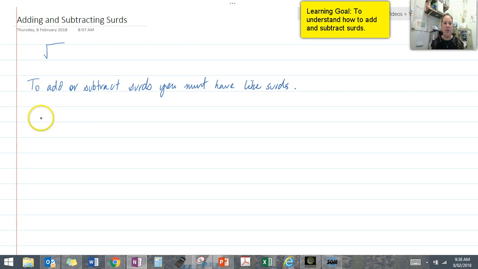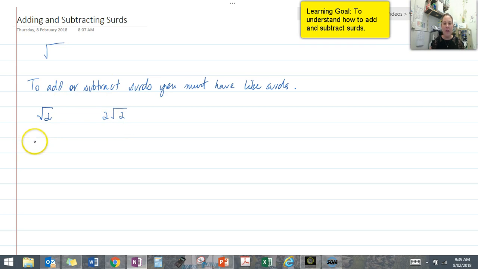Now, like surds are surds with the same value underneath. So the square root of 2 is a surd, and for it to be a like surd, it must say the square root of 2 underneath. If we had 2 times the square root of 2, that is also a like surd because it still has the same value beneath the root sign.